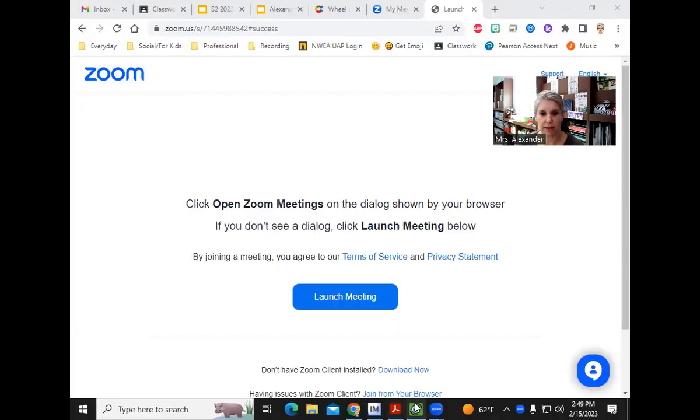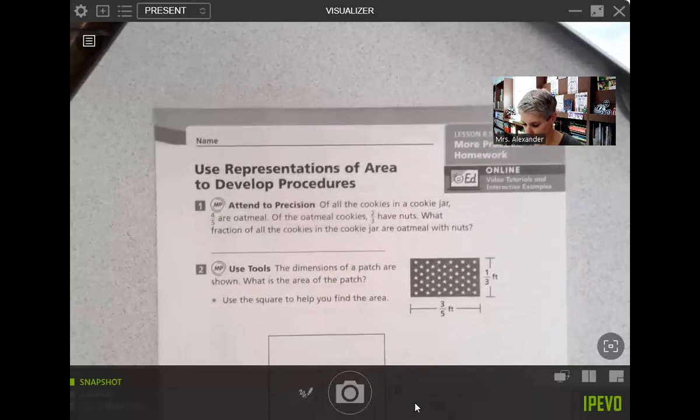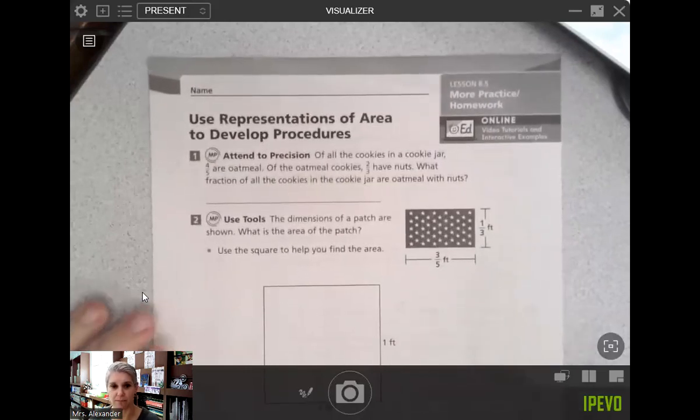All right, let me share my screen with you. And here we go. This is what your page looks like. It is P77 and 78. Here we go. We are starting with, is this the right lesson? Yes. Okay. Sorry. For a second, I thought maybe I was on the wrong page. I think this is it.